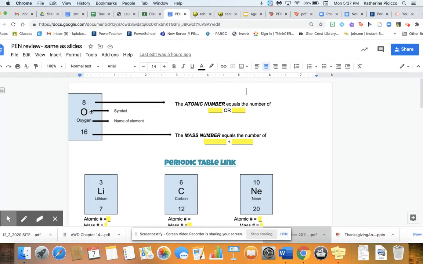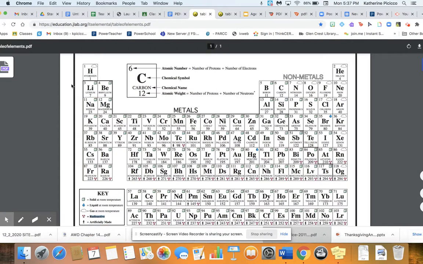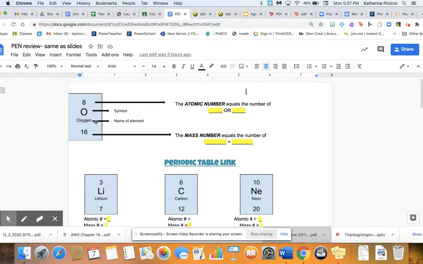Here's what oxygen looks like. You can see you've got the symbol for oxygen, O, you've got oxygen, then 8's at the top, 16's at the bottom. So if we look at it on the periodic table, it'd be around 8. So it would be up kind of top, right? So here's oxygen right here. Here's what oxygen looks like. So I just pulled that and brought it over here, okay?